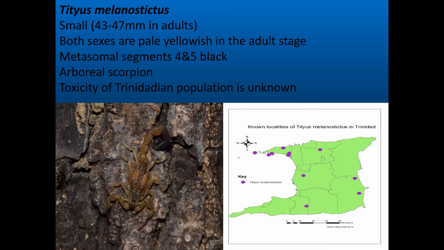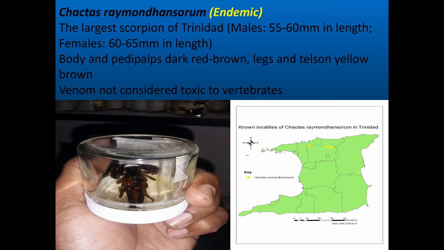Right? Here we have our Chactus ringworm, which is also one of our chactid species. It's quote unquote non-venomous. It's the largest species we have in Trinidad. But as you can notice from the distribution map, it's only found in locality at the Northern Range, probably Mount El Tucuche, around those areas.